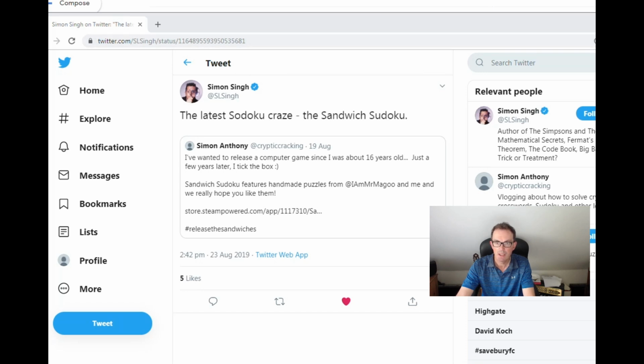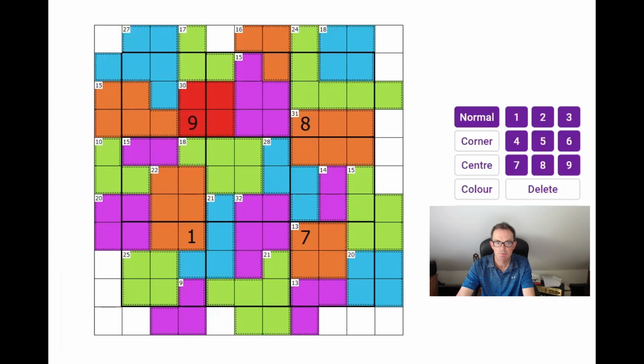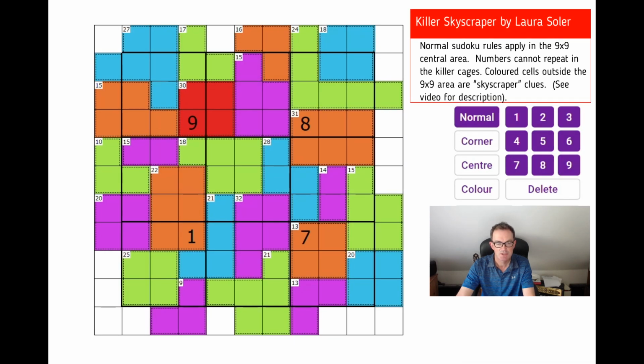Now, where is this puzzle? Here it is. So this is today's puzzle. Now, I'm going to have to explain to you some of the rules of this puzzle, as Laura has written them down. This is a hybrid of a killer Sudoku and a skyscraper. So you can see that in the middle of the grid, it's like a normal Sudoku grid. And normal Sudoku rules apply within that 9x9 area.